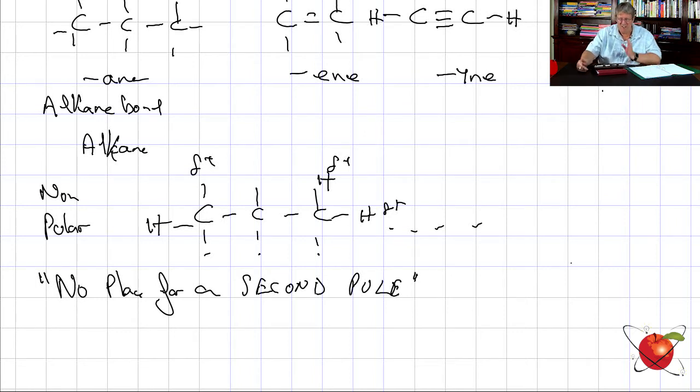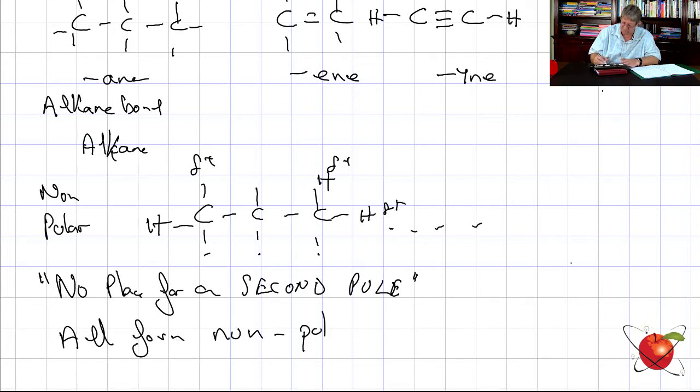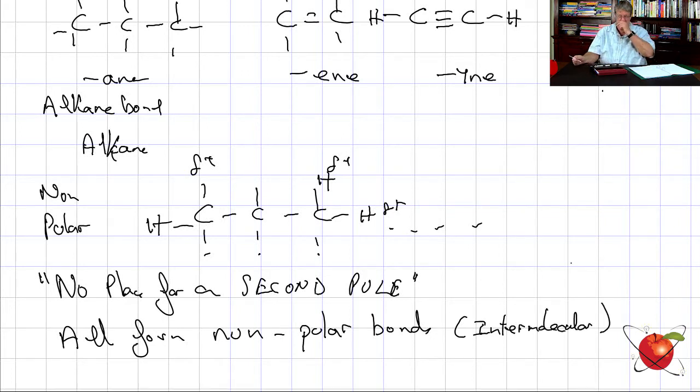This is the concept that we need to get into our minds: an alkane, and an alkene is the same, and an alkyne is also pretty much the same. We don't have a place for a second pole. So therefore we say these all form nonpolar bonds on an intermolecular basis. Therefore, every one of those is nonpolar.